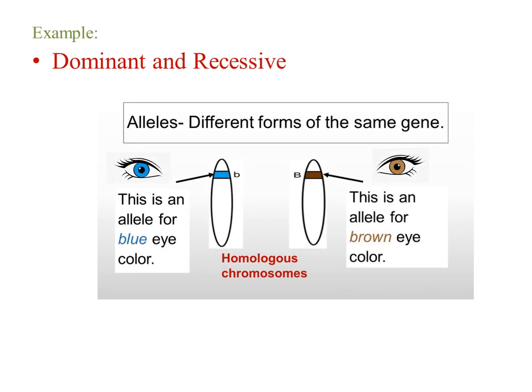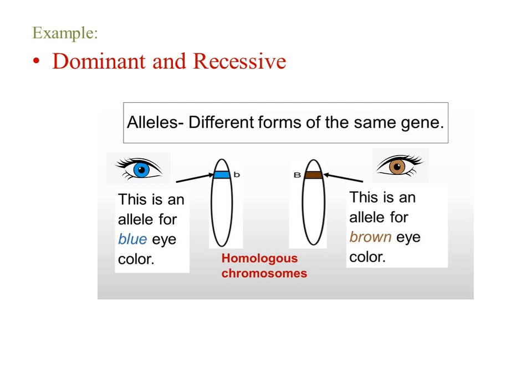Now, this is an example about dominant and recessive. Two homologous chromosomes with different alleles: a blue color from your mom, which is an allele, and another allele from your dad, which is brown. Now you have both alleles, blue from maternal origin and brown from paternal origin.